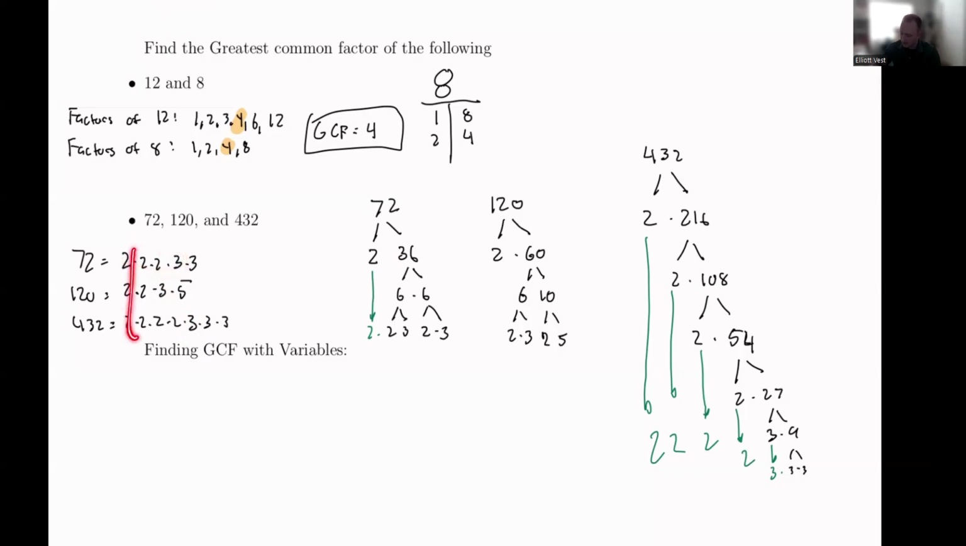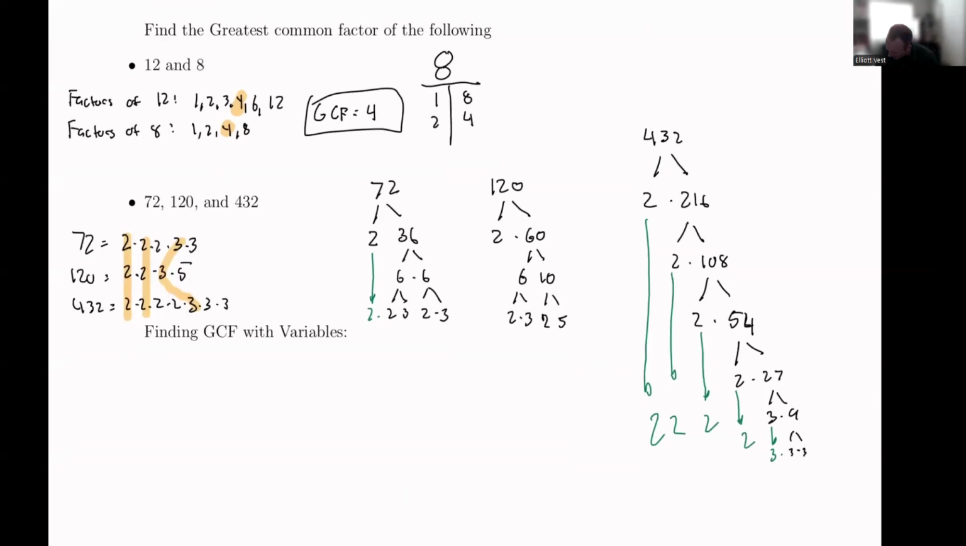So they all share a 2, right? They all share another 2, and it looks like they share a 3. So the greatest common factor, oh, actually, I also made a mistake here. This is also another 2 as well. So let me move this over. So we have another 2 times this. I thought I was missing a 2 here.